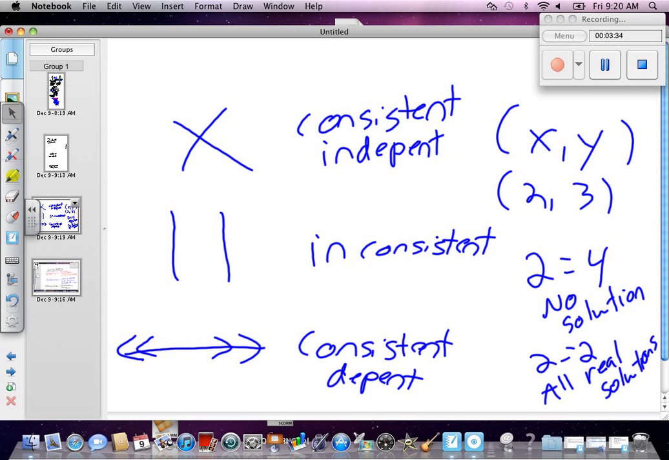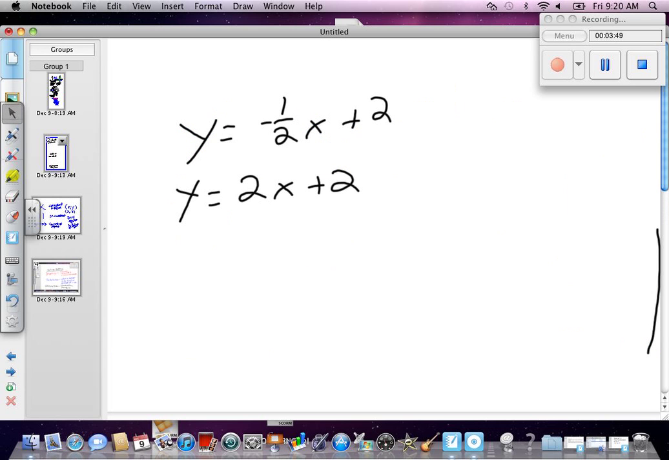All right, now we're going to look at 3 different systems and try to figure out which way we want to solve it. Now we remember our 3 ways are substitution, graphing, or elimination. And we could get 3 different types of answers. Okay, we've got y equals negative 1/2 x plus 2 and y equals 2x plus 2. Which one do you think we're going to want to use? Is it in slope-intercept form? So we might want to use, what other one could you use? Could you use substitution? Could you use elimination? You could use any of them. But the easiest one to use would probably be graphing.